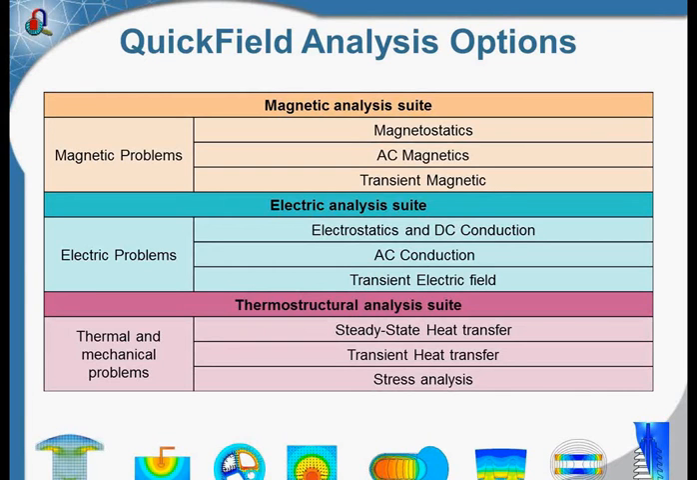But all other components of QuickField are for planar and axial setups only. The full range of analysis types includes the magnetic analysis suite with DC, AC, and transient magnetic packages, the electric analysis suite, which includes electrostatics, AC and DC conduction, and nonlinear transient electric analysis packages, and the thermostructural suite, which includes static and transient heat transfer and static stress analysis packages. A subset of the electric analysis suite, DC and AC conduction and transient electric analysis packages, may be applied for tasks related to electric current flow analysis.